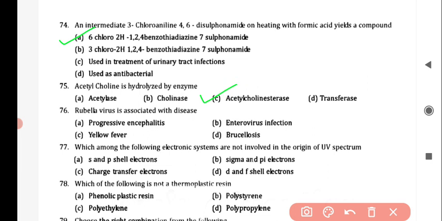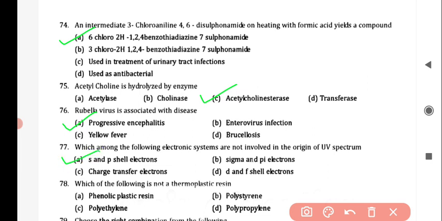acetylcholinesterase. Next question is, rubella virus is associated with disease, and the correct answer is option A, progressive encephalitis. Next question is, which among the following electronic systems are not involved in the origin of UV spectrum? And the correct answer is option A, S and P shell electrons.